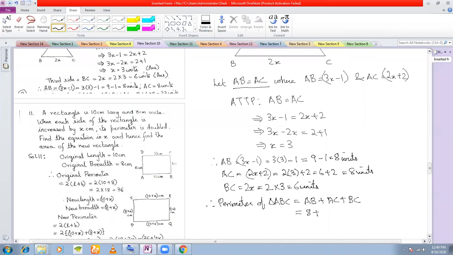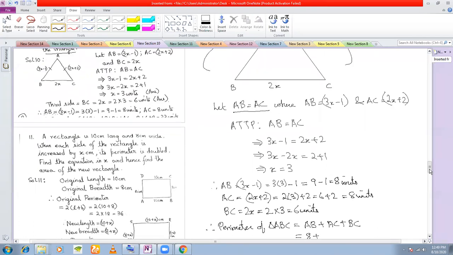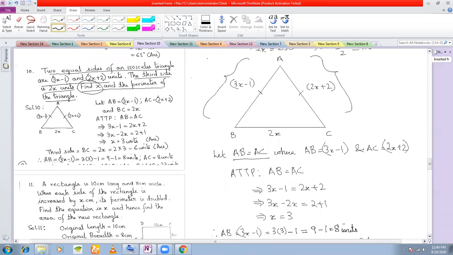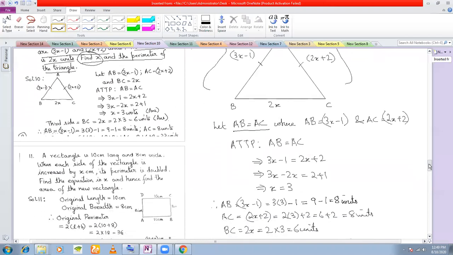Sir, the last one I haven't understood, the sum. Which one? Sir, this part, the AB and AC and BC. Sir, that you multiplied with 3, how?